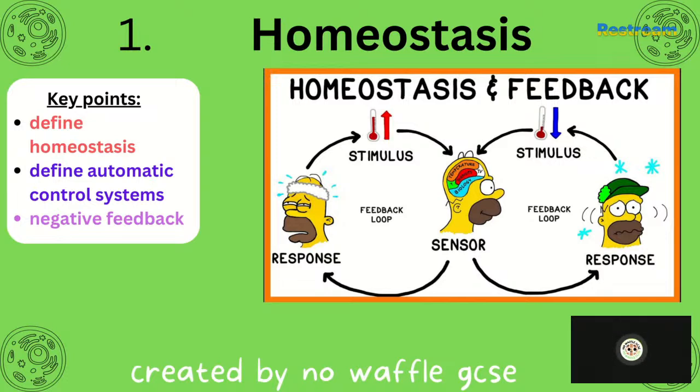Now, the second thing is automatic control systems. Automatic control systems are things that help the body regulate the internal environment. These include both nervous and hormonal. For example, there are rings. So I'm just going to try and reload.